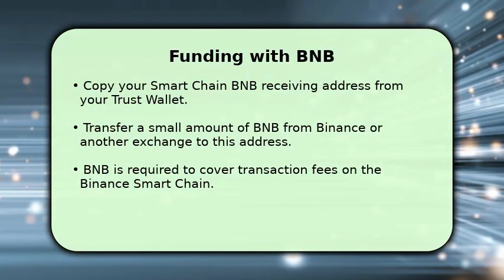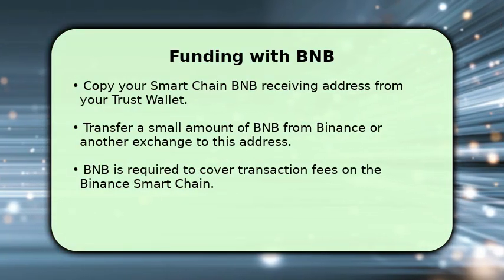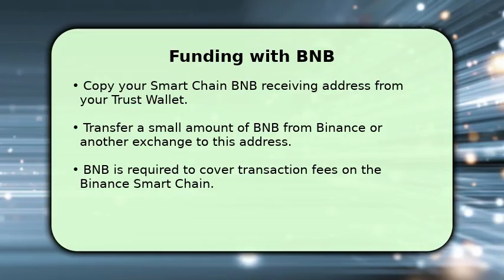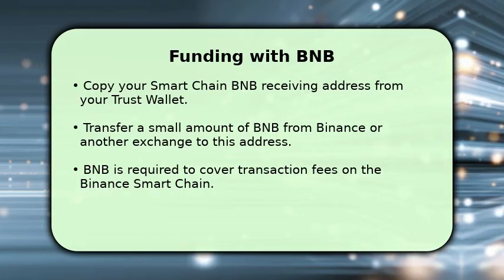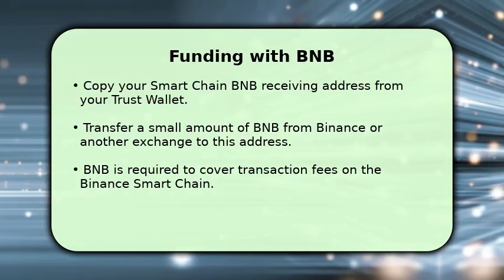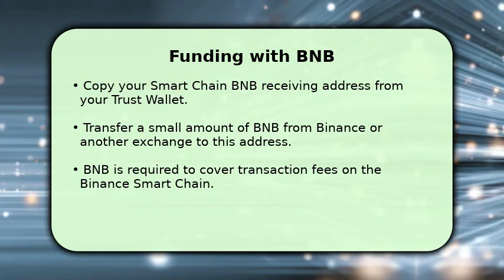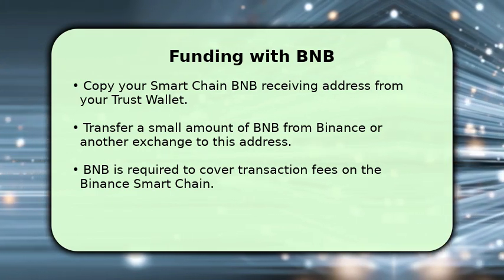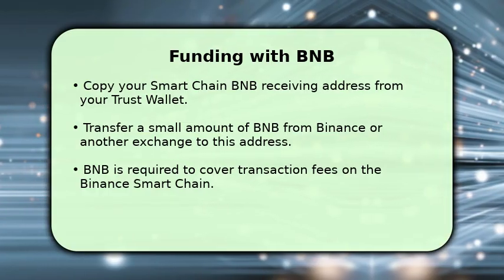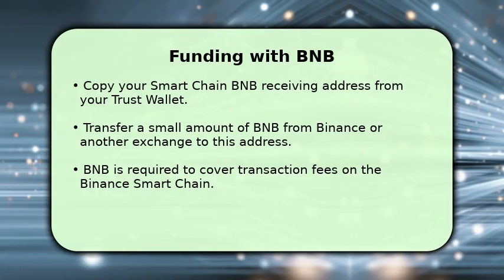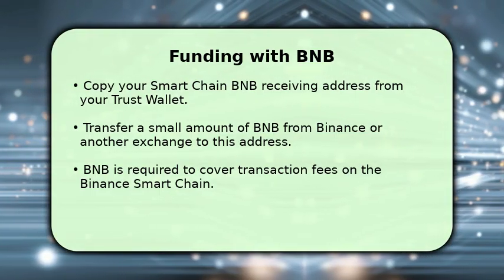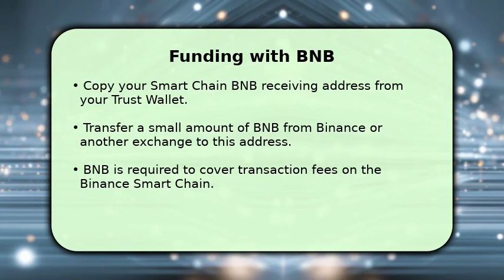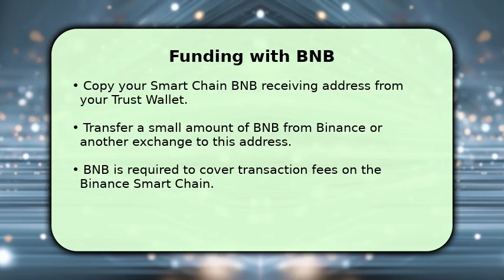Now, you'll need some BNB to cover transaction fees, also known as gas. Copy your Smart Chain BNB receiving address from your Trust Wallet. Then, go to Binance or another exchange where you hold BNB and send a small amount, perhaps $10 or $20 worth, to this address. Ensure you select the BEP20 network for the transfer. This BNB will enable all your future transactions.